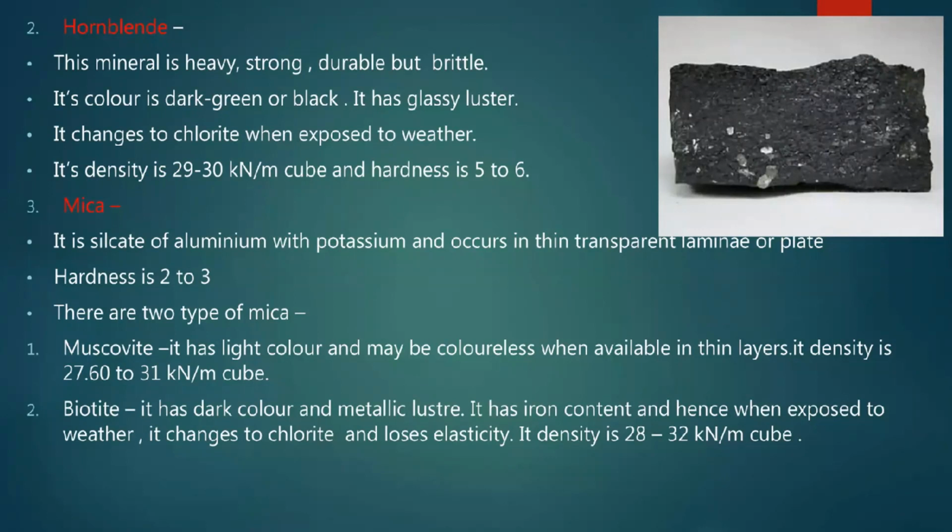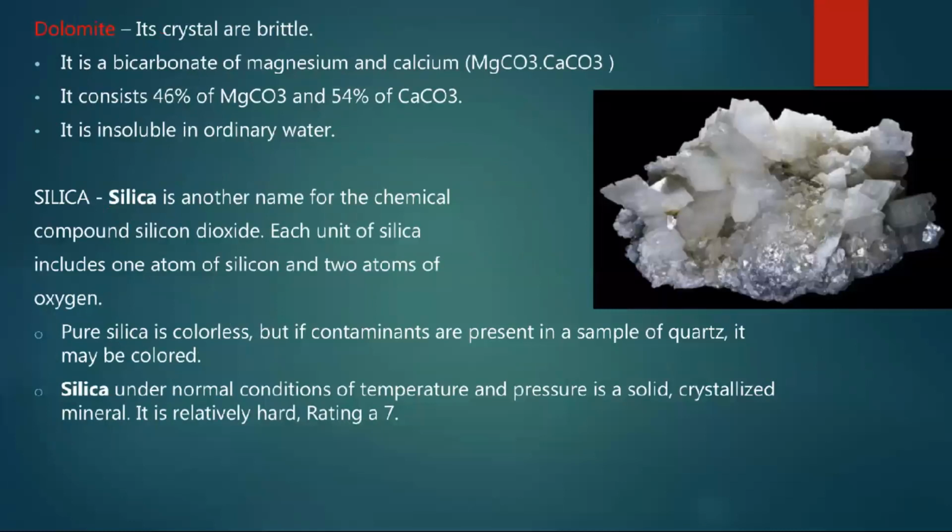Mica is a silicate of aluminium with potassium and occurs in thin transparent laminae or plates. The hardness is 2 to 3. There are two types of mica: muscovite and biotite. Muscovite is light in color, whereas biotite is dark in color. Dolomite is crystalline and brittle. It is a bicarbonate of magnesium and calcium, 46% magnesium carbonate and 54% calcium carbonate. It is insoluble in ordinary water, which means it is soluble in some types of preservatives.